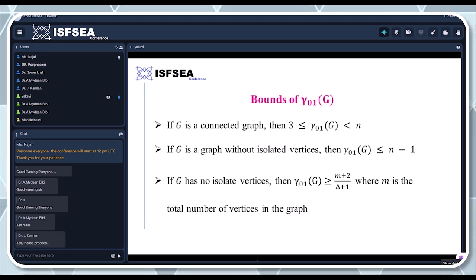If G has no isolate vertices, then gamma 01 of G is greater than or equal to m plus 2 by delta plus 1, where m is the total number of vertices in the graph. Here also equality holds if the denominator exactly divides the numerator.